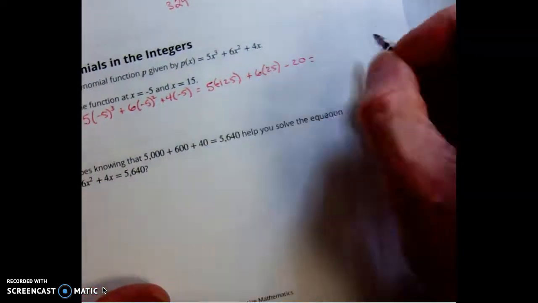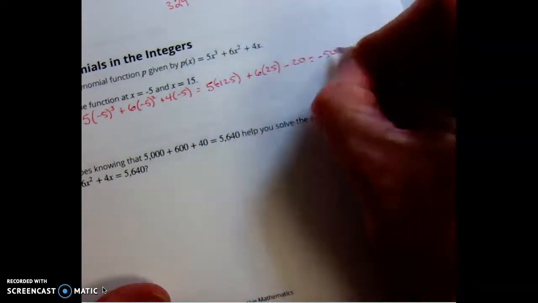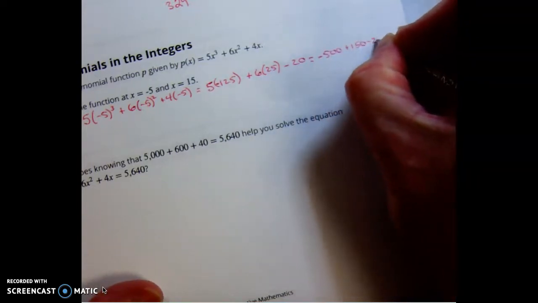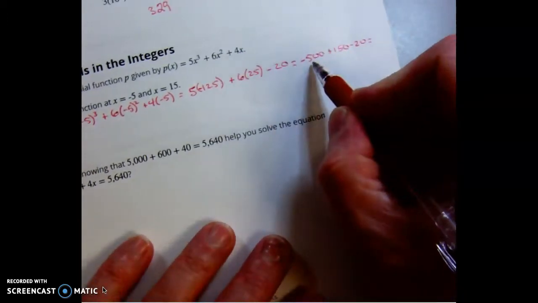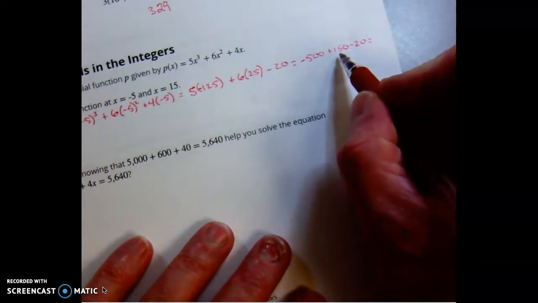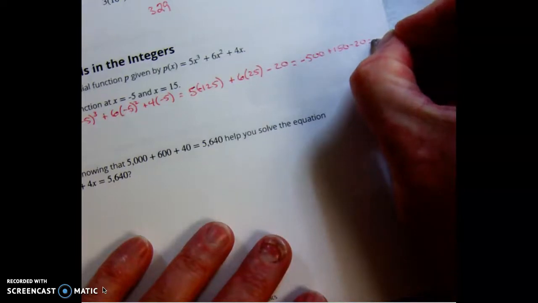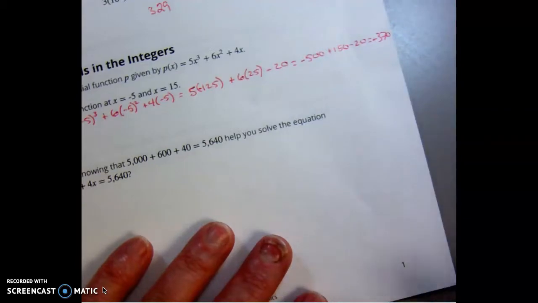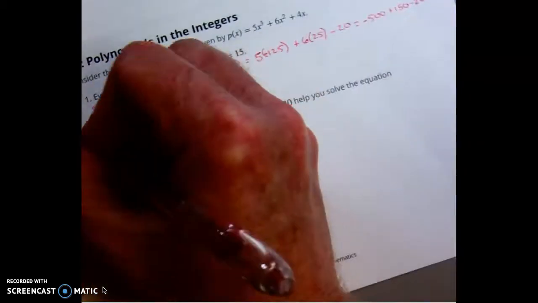5 times -125 is -500. 6 times 25 is 150 minus 20. Okay, so -500 plus 150 would be -350. Minus 20 would be -370. -370.